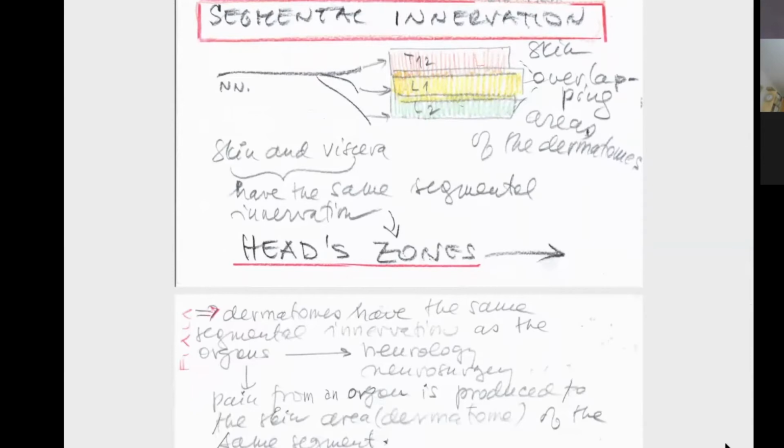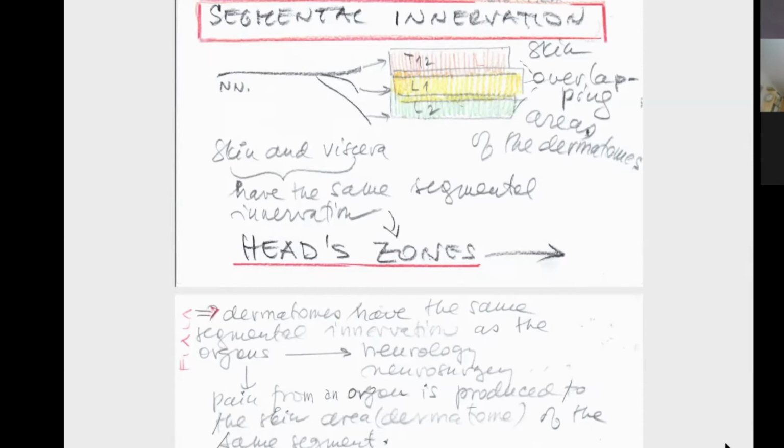Zones which represent projection of the internal segmental innervation from the organs to the skin. So you see below the grayish line that the dermatomes have the same segmental innervation as the organs. And that means the arrow which goes down: pain from an organ is produced to the skin area, to the dermatome of the same segment. And the horizontal arrow shows that this is important for neurology or neurosurgery.